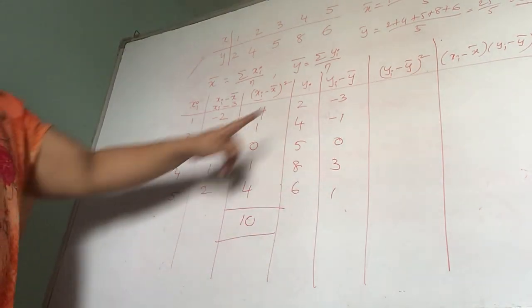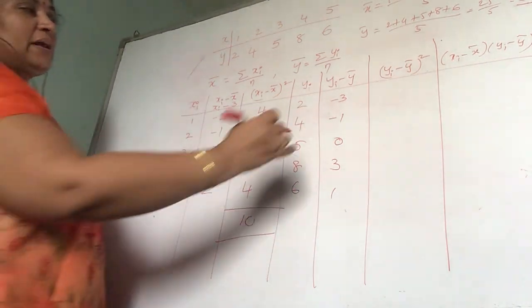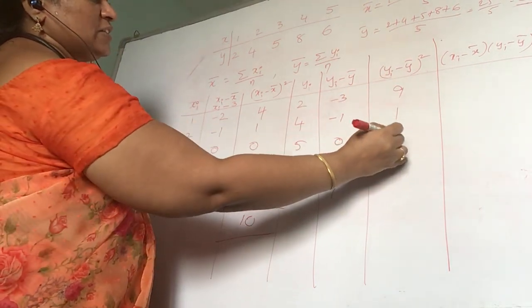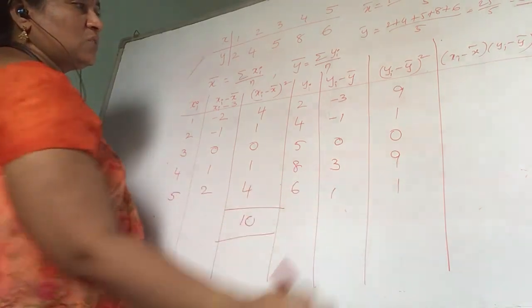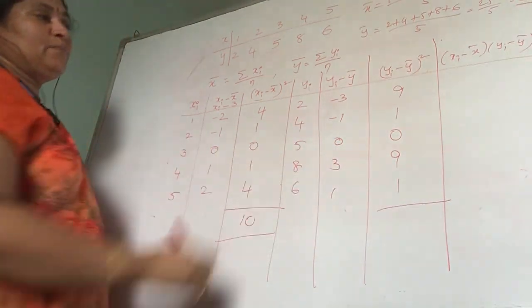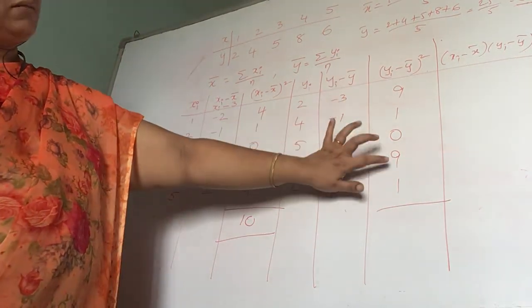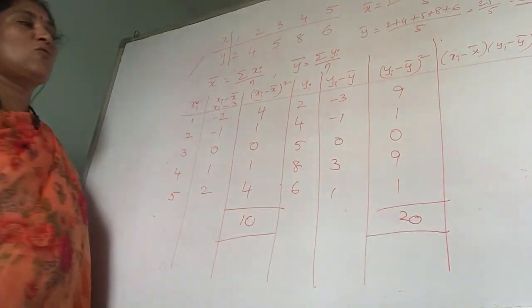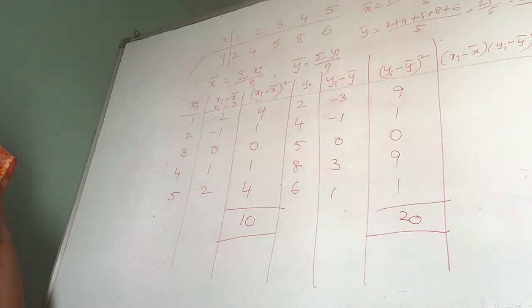Okay. Next, square of these values. Minus 3 whole square, 9. Minus 1 whole square, 1. 0 square is 0. 3 square is 9. 1 square is 1. Add all these values: 9 plus 1, 10. 10 plus 9, 19. 19 plus 1, 20. So, summation of yi minus y bar whole square value is 20.